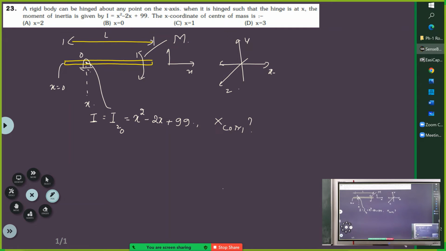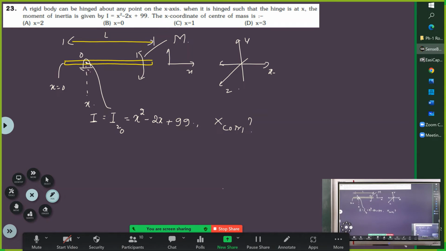Anybody else? Parallel axis theorem? We have to consider the axis about the center of mass. Yes. If you know the moment of inertia about the axis passing through the center of mass of the body, then the moment of inertia about a parallel axis, shifted by a distance d, will be what? IC plus md square. Correct, no? That is what you have studied, no?